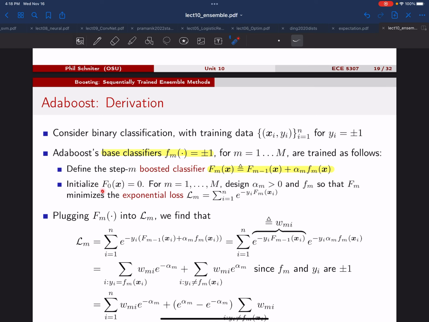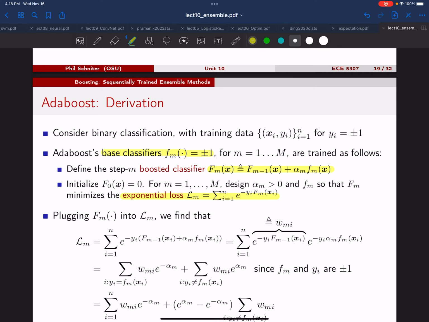We initialize F0 at 0, so that's just like the 0th stage is basically nothing. And then we say design stage 1, stage 2, stage 3. So at the mth stage, we want to design a scalar weight, alpha m, which we're going to say is positive, and we're going to design our base classifier fm. And our objective, to keep things simple, is we're going to minimize the exponential loss. So this is not a loss we've seen before, but it's not so different from things we've seen, and it makes a lot of sense when you think about it.